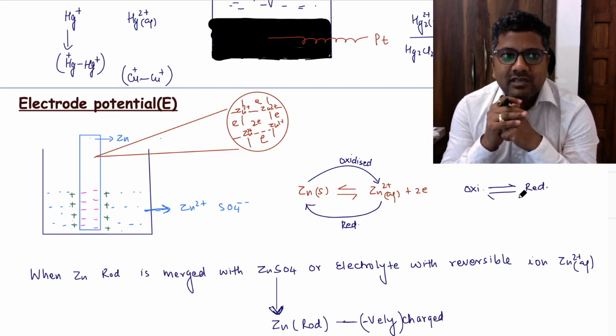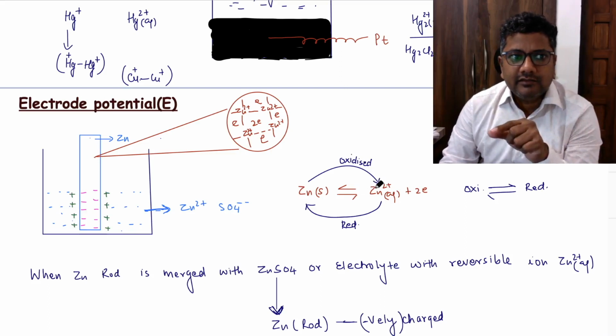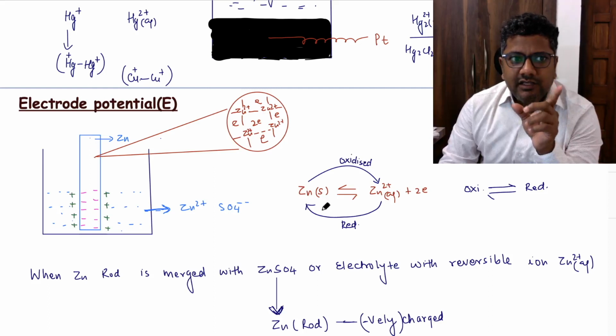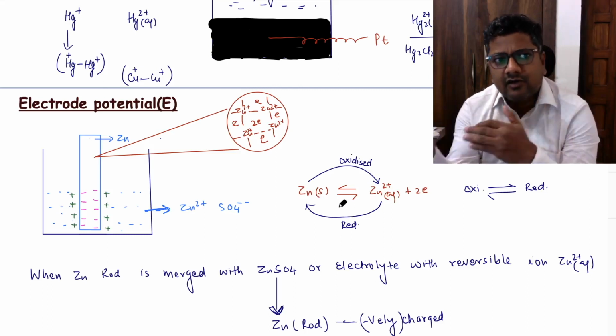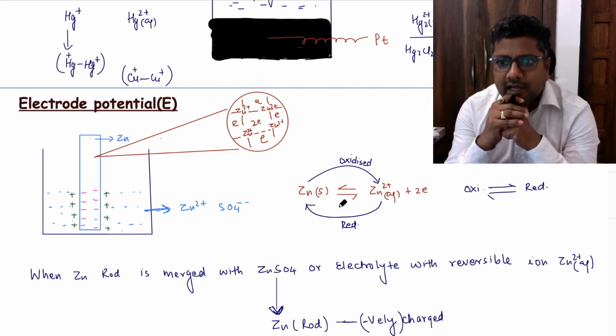Okay, but as all of you know in a reversible reaction, this is the forward reaction and this is the backward reaction. So initially the rate of forward reaction is more, and the rate of backward reaction is less. Means the extent of oxidation and extent of reduction are different initially. But after some time this system will come to equilibrium.